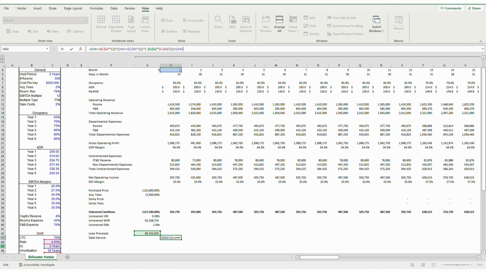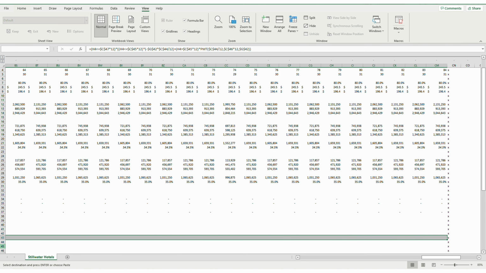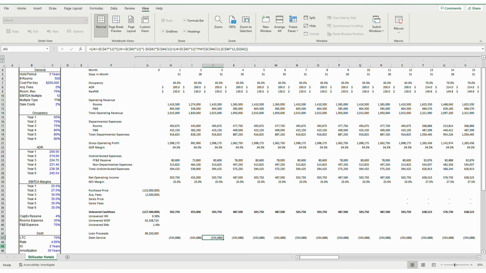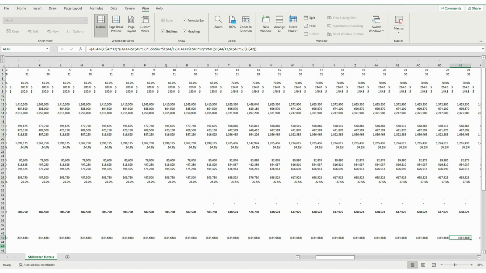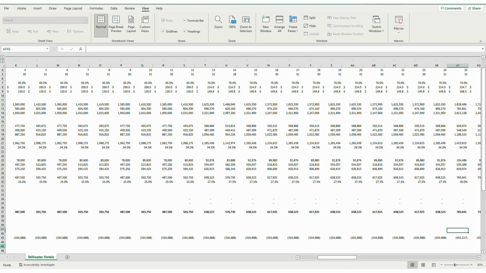The second section of the equation is for our amortizing debt service, or in the current case, that's past month 24. So as you can see here, our debt service increases in month 25 when our interest-only period rolls off.